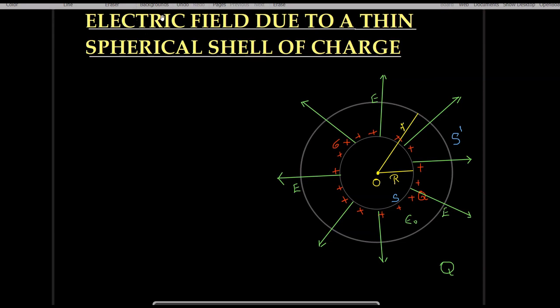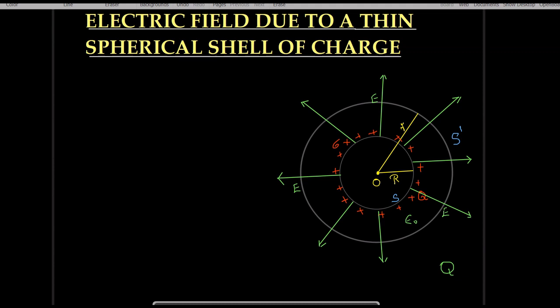Electric field due to a thin spherical shell of charge. Look at this diagram. This is a spherical shell of charge which is having radius capital R, containing charge Q on the surface, having charge density sigma, that is charge per unit area sigma.